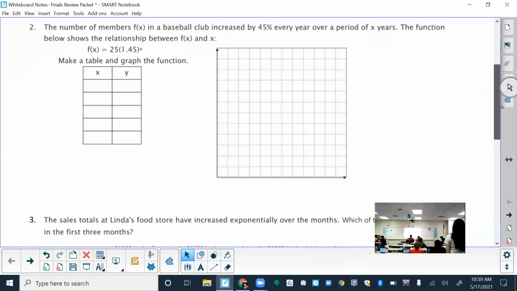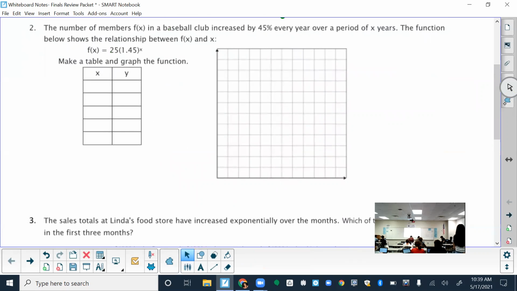All right, so number 2. The number of members, which is represented by f(x), in a baseball club increased by 45% every year over a period of x years. The function below shows the relationship between f and x. So this formula is going to be important. We need to make a table and graph the function.